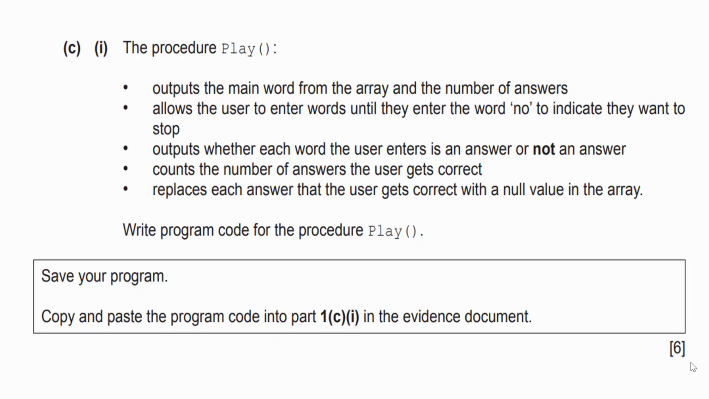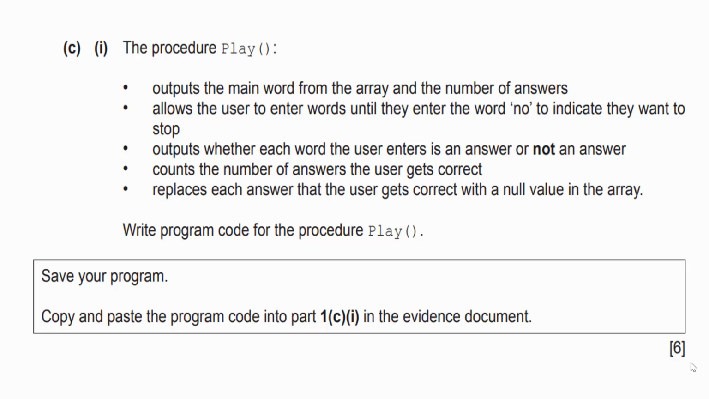The procedure play outputs the main word from the array, so we know that's going to be the very first index. So mine's being held in index 0, and the number of answers, that's going to be held by number words. It allows the user to enter words until they enter the word no to indicate they want to stop. So we're going to need a loop here that's going to keep going until they enter no.